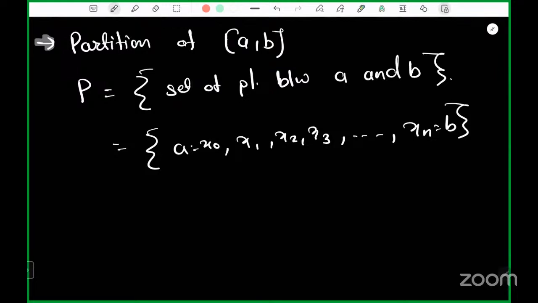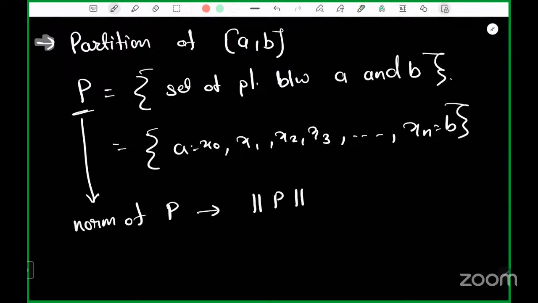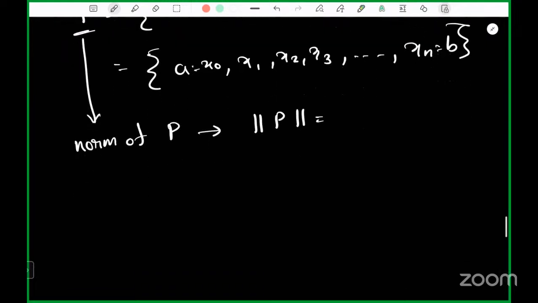So what we are doing is just giving a name to choosing points between a and b. If you want to choose points between a and b, just take a partition P of the closed interval a comma b. Now, with respect to this partition P, we will define another term, which is known as the norm of P. The norm of P is denoted by this symbol, the two lines around P. So what is this norm of P? The norm of P is the maximum possible length of a subinterval.